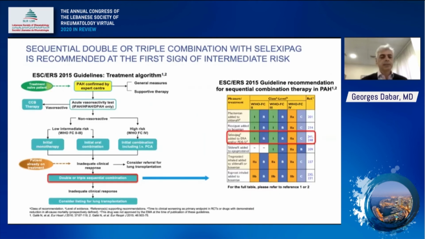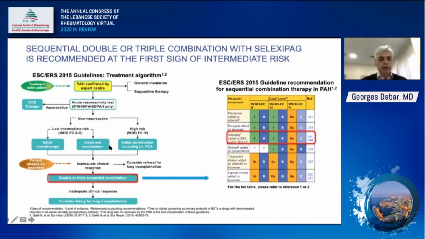And it came even in the guidelines as a sequential double or triple combination therapy with Selexipag at the first sign of intermediate risk, and it comes in according to what functional class you are, a functional class 2, 3, or 4. It could be a 1B, class 1 with evidence B recommendation, so in class 2 and 3, and it could be a 2A recommendation in class 4 with a C level of evidence.